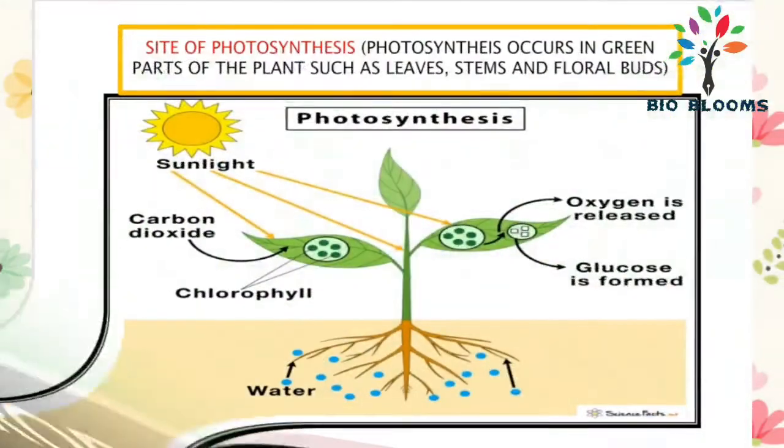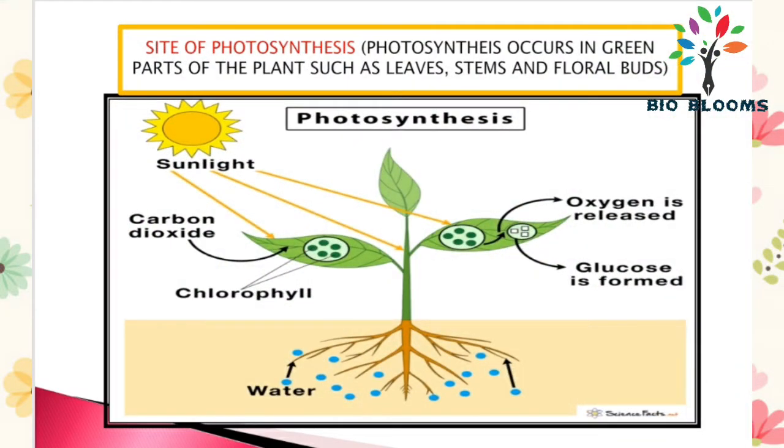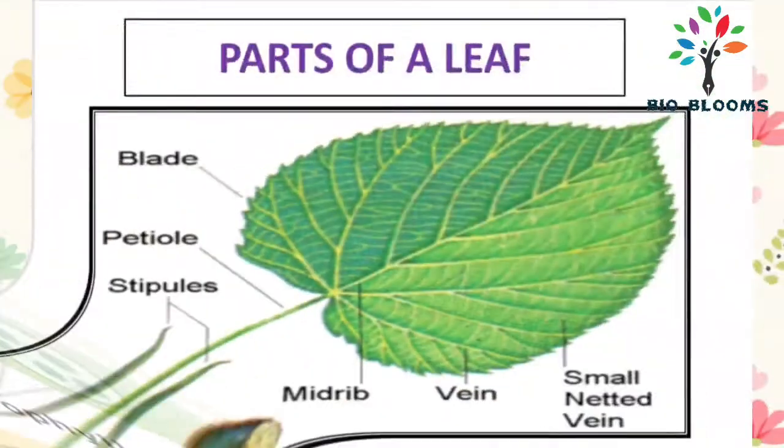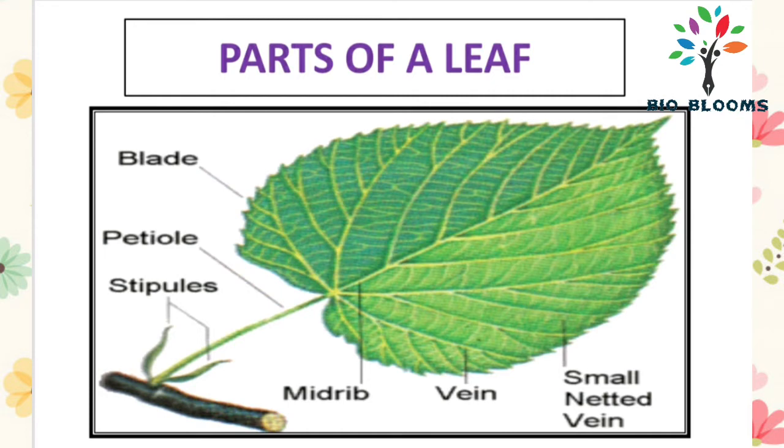And next we come to the site of photosynthesis. Photosynthesis occurs in green parts of the plant such as leaves, stems and floral buds. Here it is given that chlorophyll is on the leaves. So chlorophyll is usually present inside the chloroplast. It is a pigment which traps the light energy and converts it into chemical energy and completes the process of photosynthesis. Now come to the parts of a leaf.